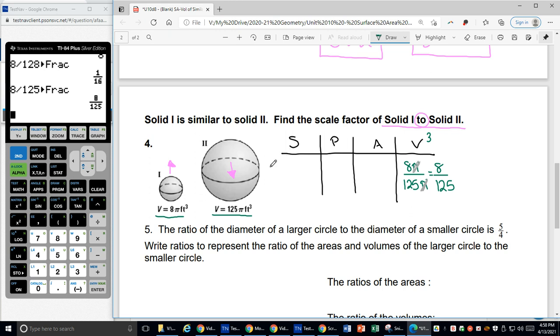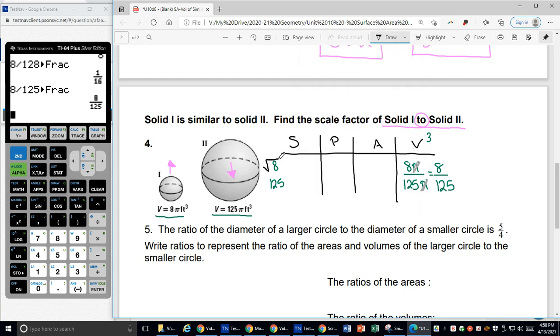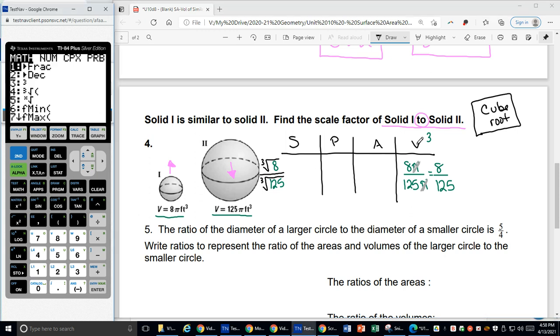So when I come over here to my scale factor, that 8 and that 125 have to be uncubed. When I unsquare something, I square root it. When I uncube something, I cube root it. In the calculator, to cube root, because we don't do it very often, we did it when we did spheres 2 lessons ago, you're going to hit the math button on your calculator.